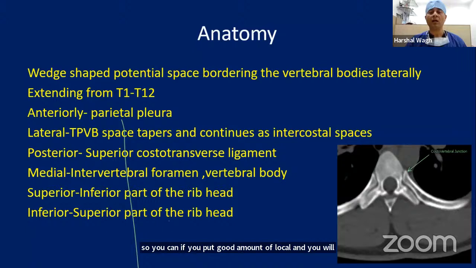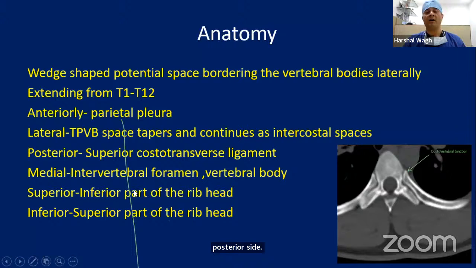Quickly, to show what the anatomy is: anteriorly it's the pleura, laterally the thoracic paravertebral space tapers and continues as the intercostal space. Posteriorly, even from the sonoanatomy point of view, your superior costotransverse ligament is your limiting factor on the posterior side. Medially, obviously, is your intervertebral foramen. Superiorly is the inferior part of the rib head, and inferiorly is the superior part of the rib head.